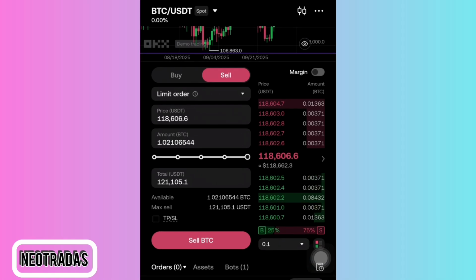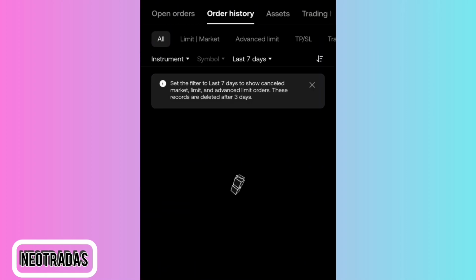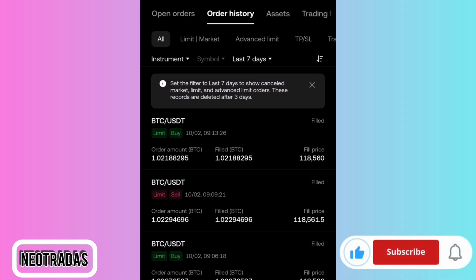Right now, let's check one more thing. When we're buying our BTC, let's check the amount that we invested, or the amount that we used to buy our BTC. Currently, when we are selling at 606, we will actually gain 121,105. So let's head back to history and check the amount we invested.